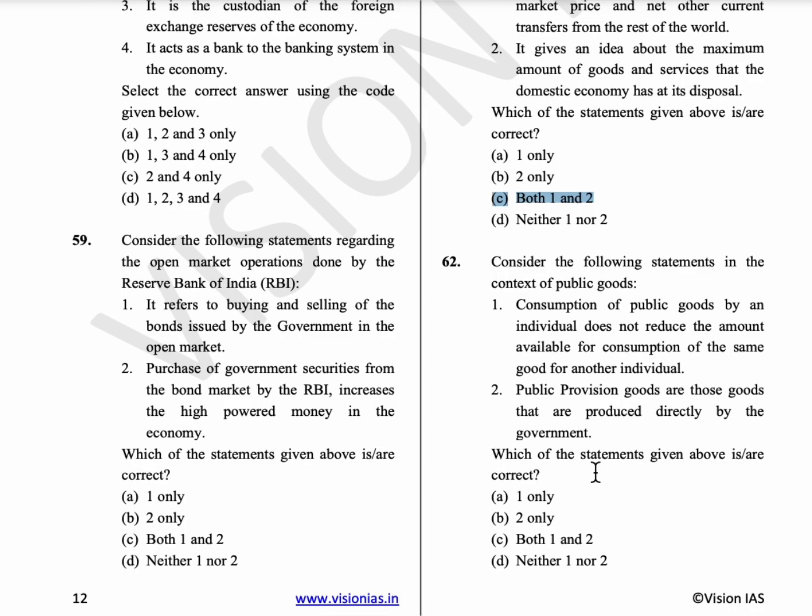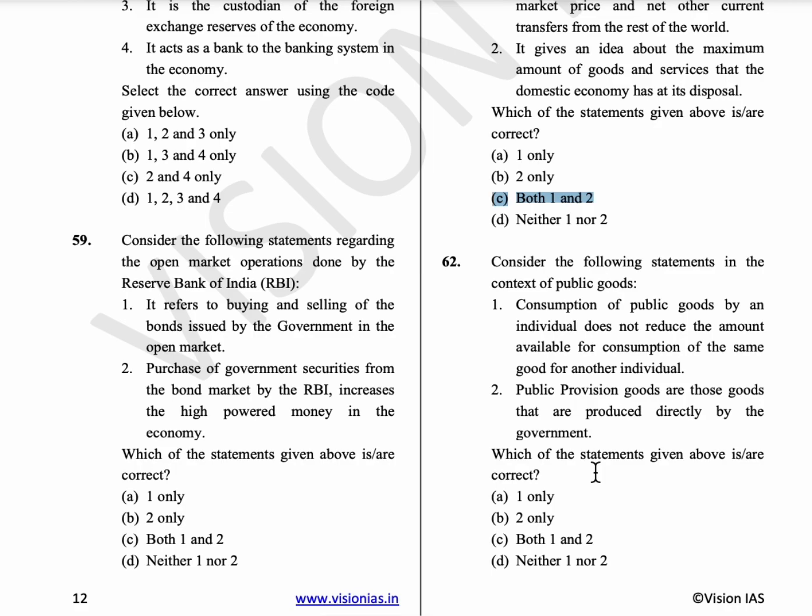62nd question, consider the following statements in the context of public goods. So first statement is consumption of public goods by an individual does not reduce the amount available for consumption for the same goods for another individual. First statement is correct. Second statement is public provision goods are those goods that are produced directly by the government. Here the goods that are produced directly by the government are called public production goods.